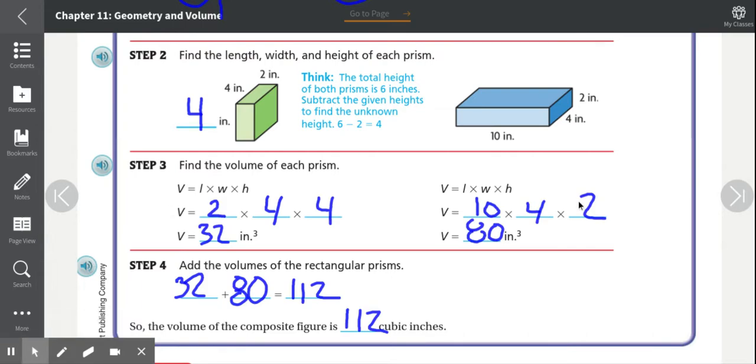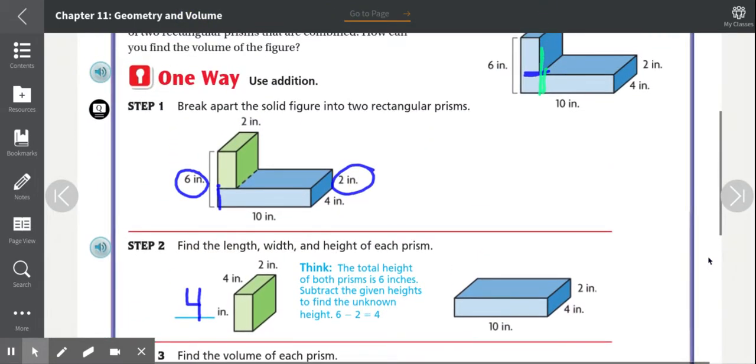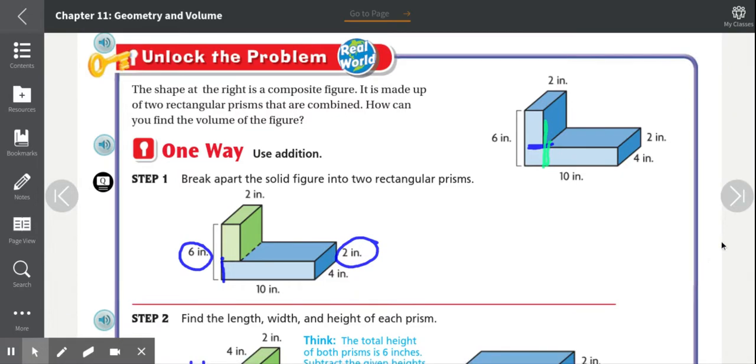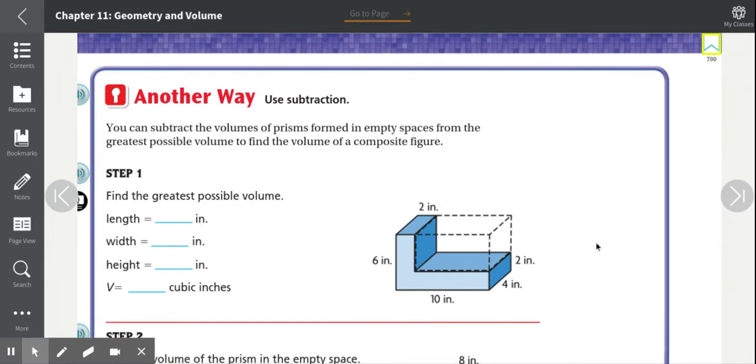Today you're going to see a second option to solve for volumes of composed figures. You can use whichever one works better for you. I personally think that this first way of breaking them up is a little bit easier, but I'm going to show you the second way as well. So if you're working in your notebooks, just turn the page so that you're on page 700.